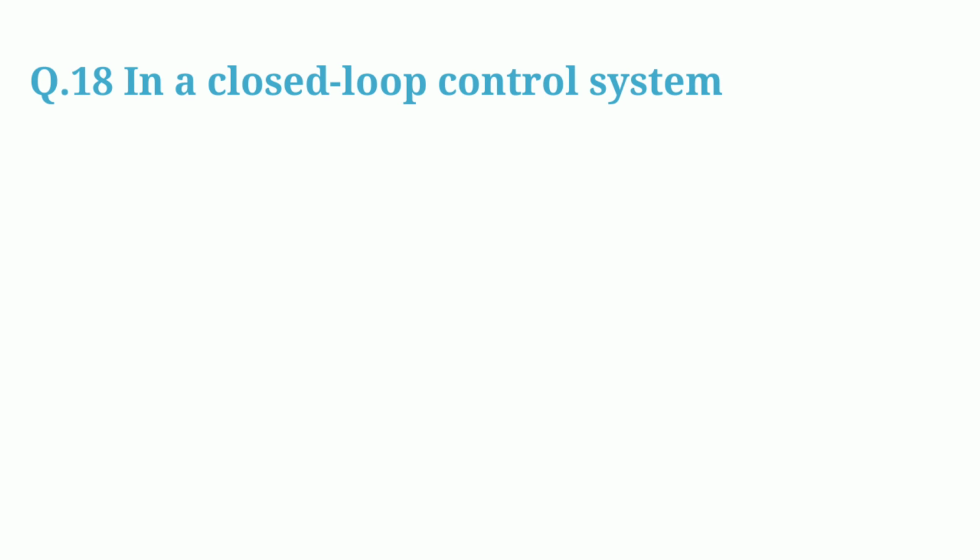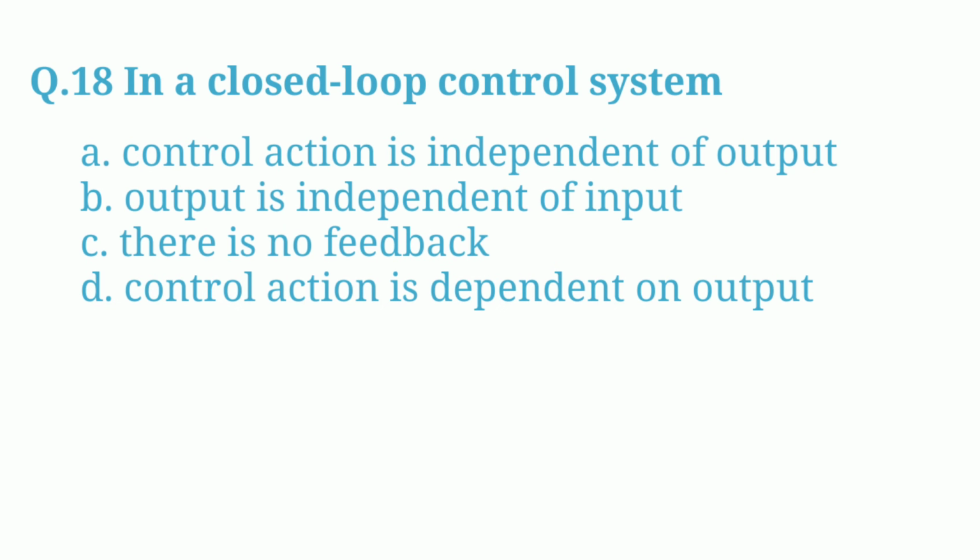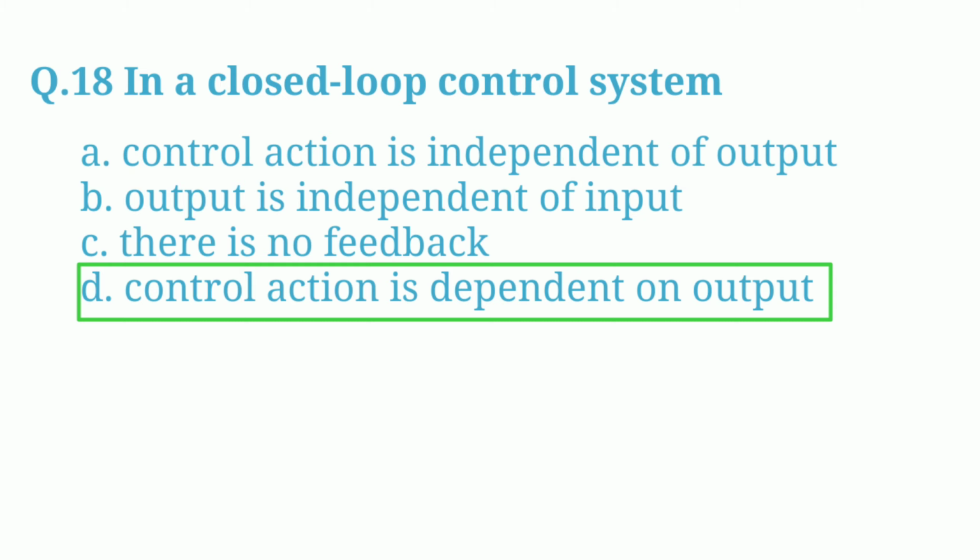Question 18. In a closed loop control system, A. Control action is independent of output, B. Output is independent of input, C. There is no feedback, D. Control action is dependent on output. And the answer is control action is dependent on output.